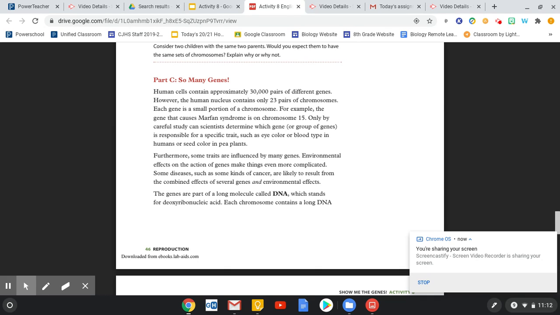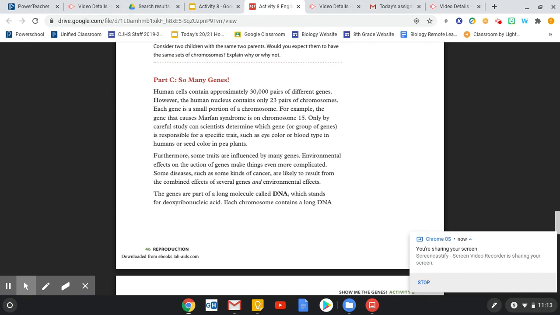For example, the gene that causes Marfan syndrome is on chromosome 15. Only by careful study can scientists determine which gene or group of genes is responsible for a specific trait, such as eye color or blood type in humans or seed color in plants. Furthermore, some traits are influenced by many genes. Environmental effects on the action of genes make things even more complicated, so there's all these factors going in.